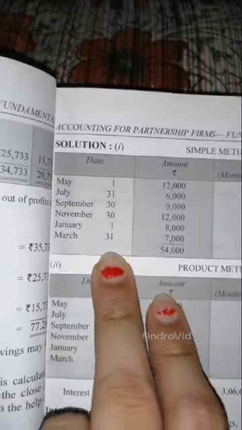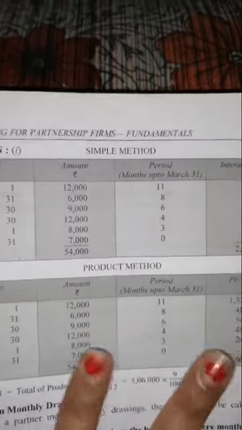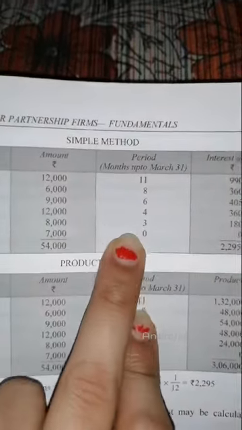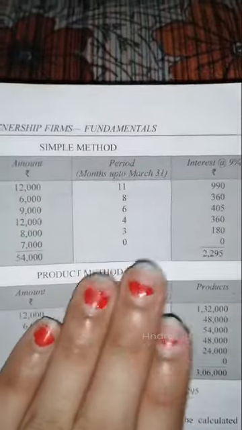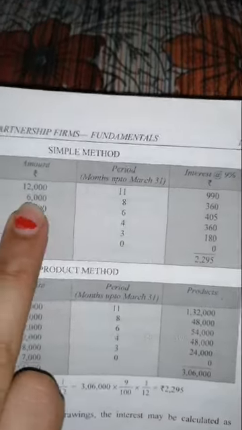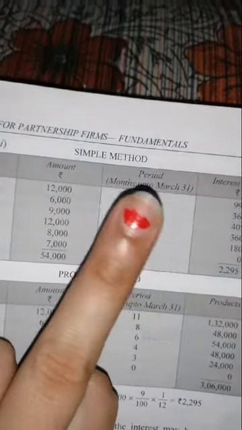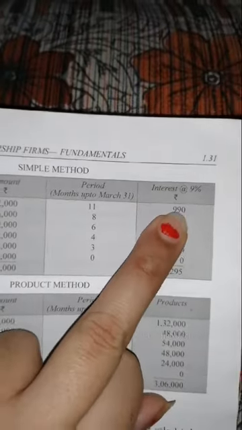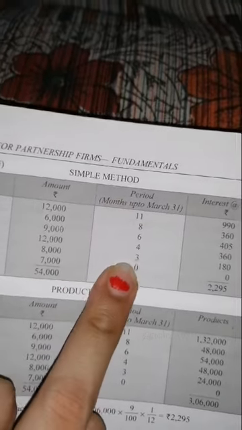We have to calculate the interest on drawing. These are the dates on which the amount has been withdrawn, and this is the amount withdrawn, with its total. Now the period for which the amount has been withdrawn is given here. Interest at the rate of 9% per annum: how is it calculated? 12,000 into 9 by 100 into 11 by 12. We will get 990. 6,000 into 9 by 100 into 8 by 12.